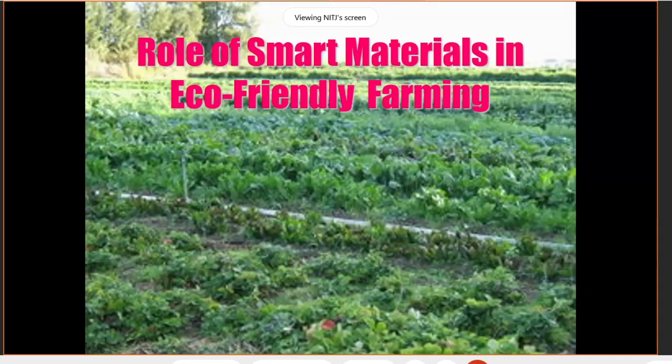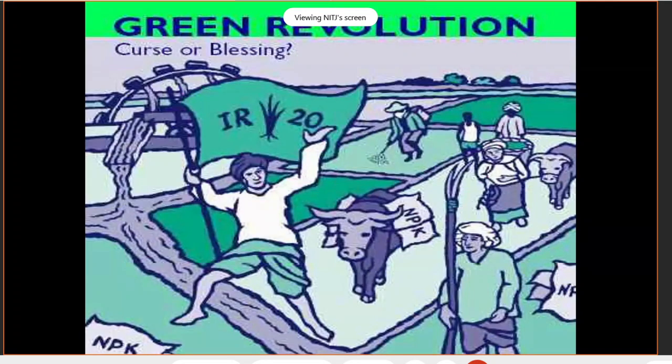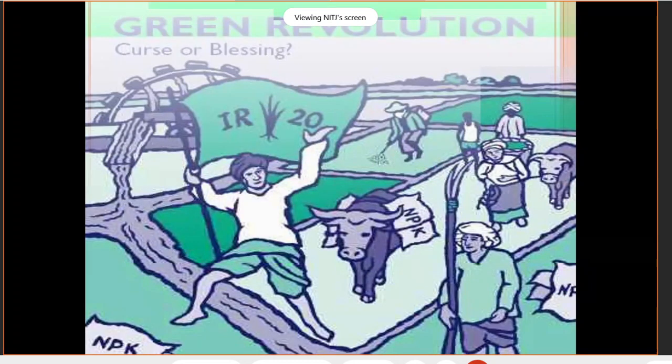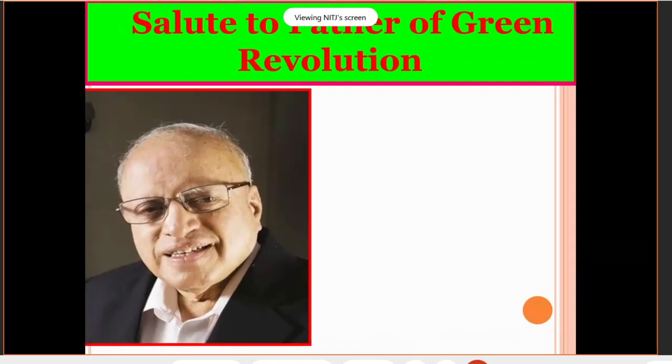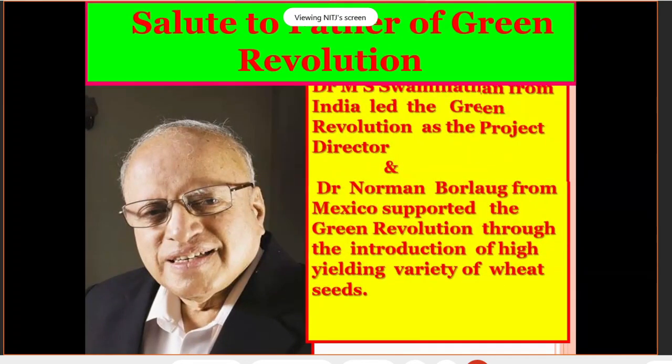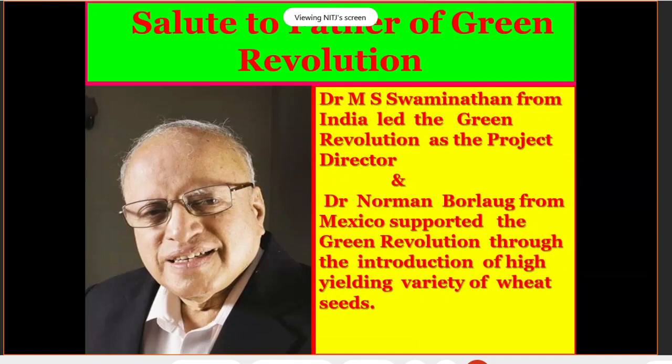So, the role of such materials in eco-friendly farming: can they be of great importance in our farming system or not? That was very important for us. Yes, green revolution, whether curse or blessing, everyone knows about that. We have to salute the father of the green revolution, Dr. M.S. Swaminathan, who was the project director for bringing the green revolution in India between 1967 and 1978.